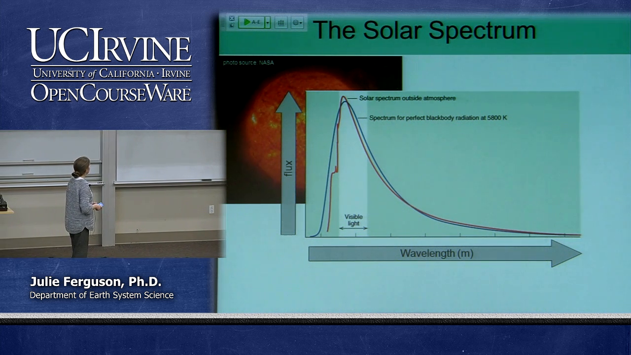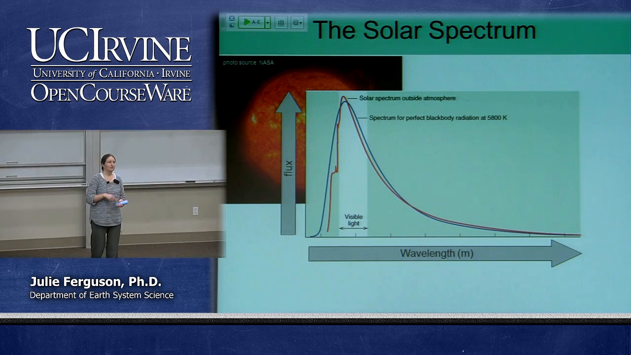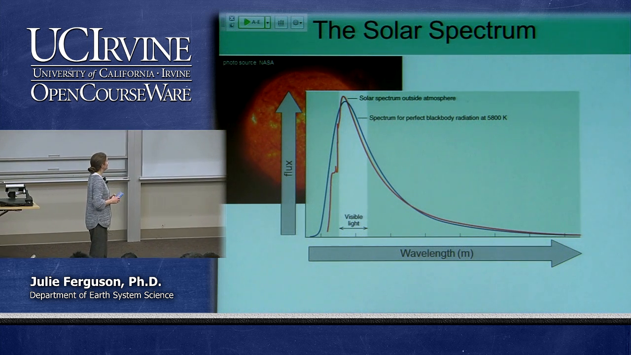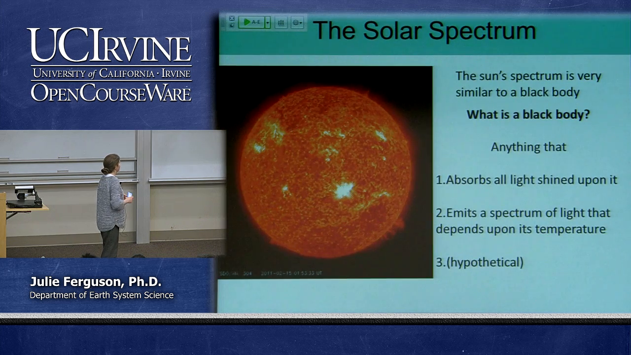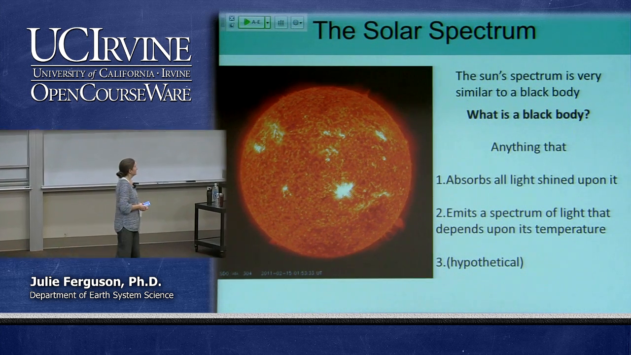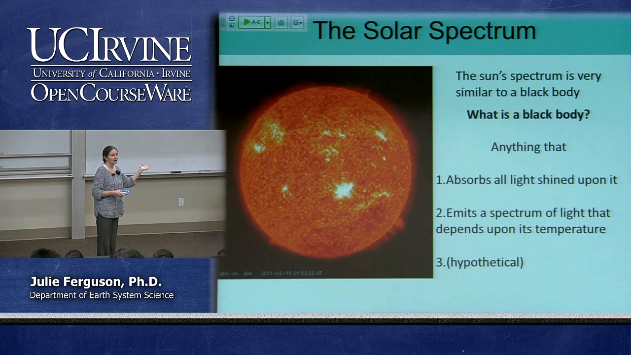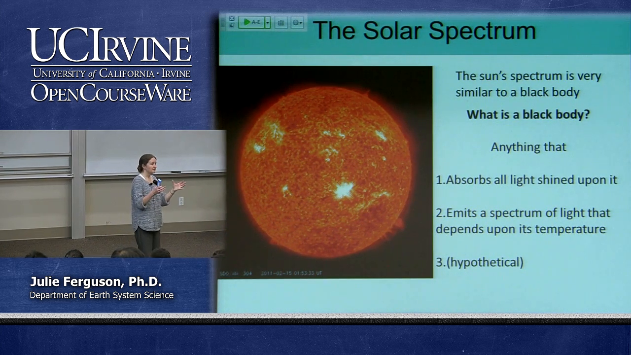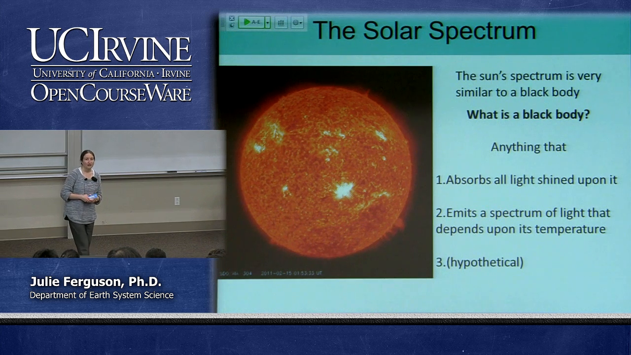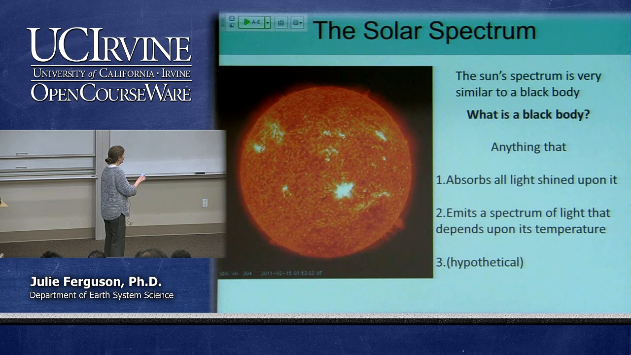Okay? So you can see that our solar spectrum, what we would measure at different wavelengths, outside our atmosphere at least, is marked in the orange color there, or the red color. And blue is the theoretical spectrum that would be emitted by a black body. And what do I mean when I say black body? It's this idea that physicists came up with. A black body is anything that absorbs all of the light shined upon it, and it emits a spectrum of light that depends on its temperature. Okay? And it is, in reality, hypothetical. But for our purposes, the sun is close enough to this black body that we can use these laws that govern a black body's behavior to make predictions about the amount of energy and also what wavelengths of energy the sun will give out and other bodies will give out too.